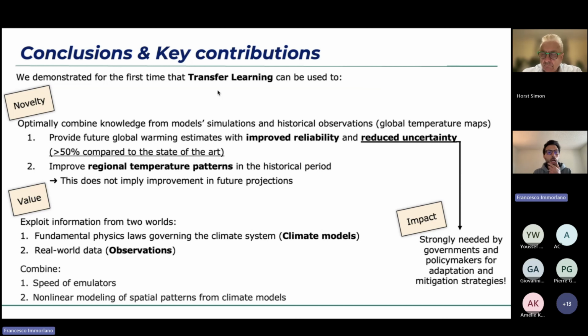And also, transfer learning allows us to combine the speed of reduced complexity models, the so-called emulators, with the nonlinear modeling of the spatial patterns that are simulated by climate models.